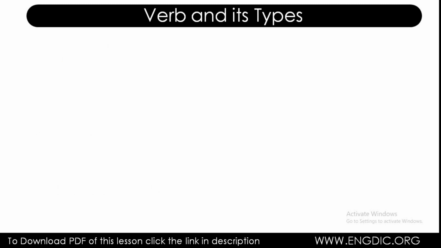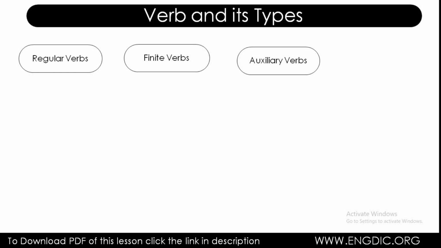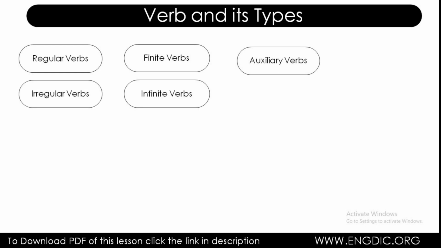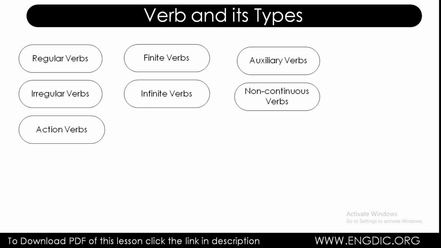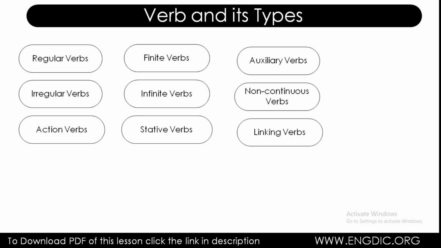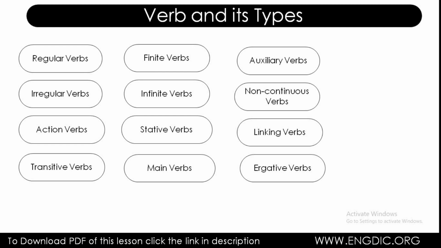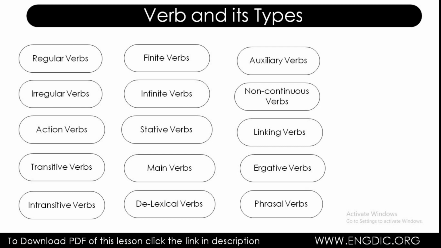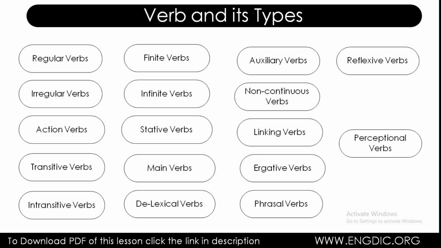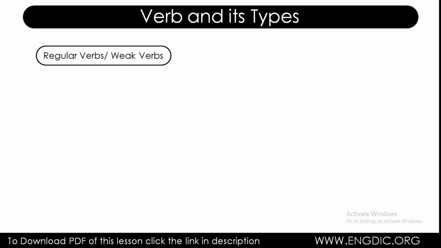Verbs are further divided into following types: regular verbs, finite verbs, auxiliary verbs, irregular verbs, infinite verbs, non-continuous verbs, action verbs, stative verbs, linking verbs, transitive verbs, main verbs, ergative verbs, intransitive verbs, de-lexical verbs, phrasal verbs, reflexive verbs, perceptional verbs, causative verbs. Let's take them deeply.